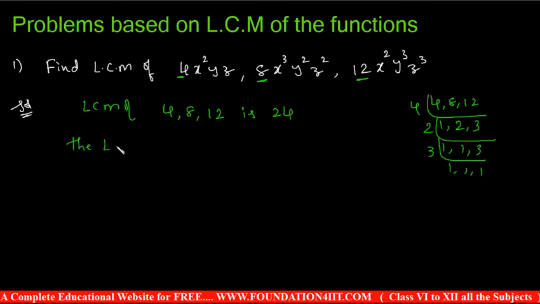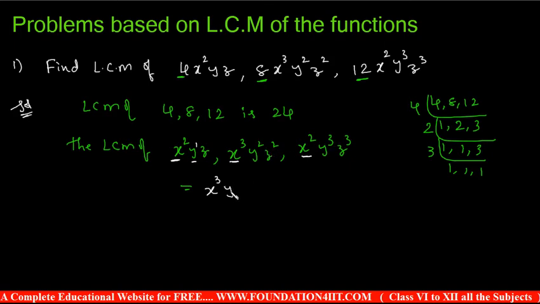Next we can take the containing variables, the LCM of the variables, that is x square y z, x cube y square z square and x square y cube z cube. For this we can take the maximum as we saw previously: x square, x cube and x square. So the maximum is x cube, right? Next is y, means y power 1, y square, y cube. So y cube is the highest. And z, z square, z cube. So z cube is this.